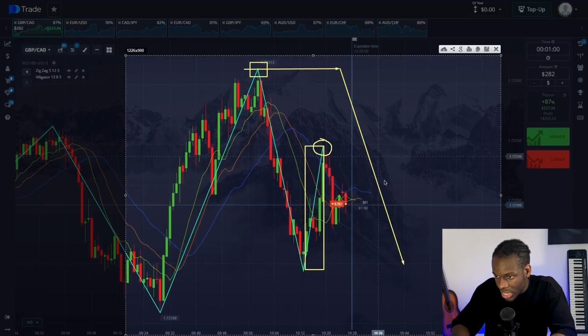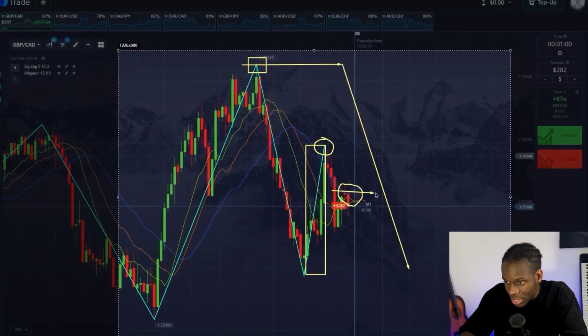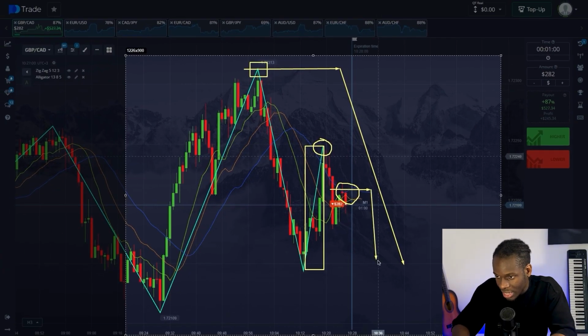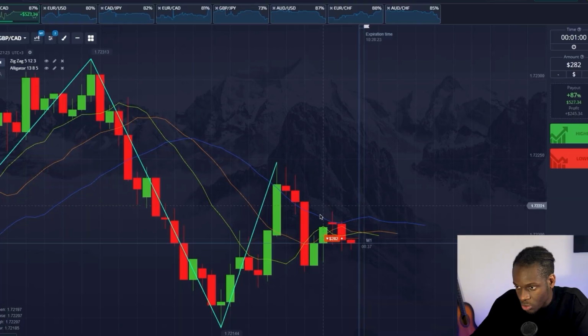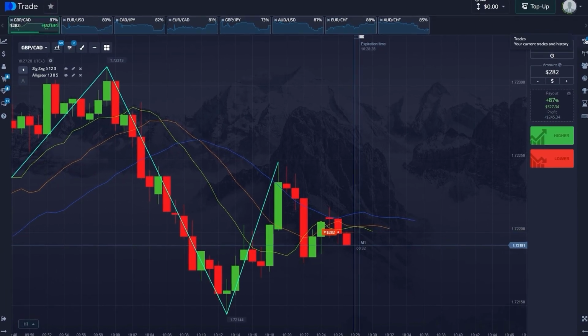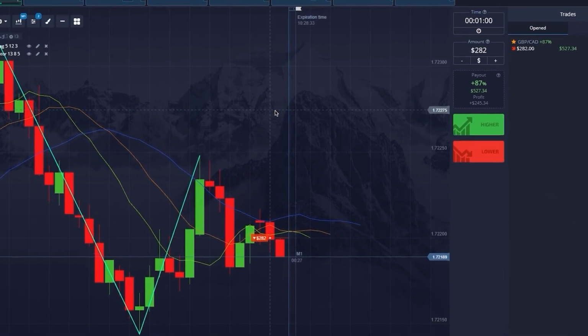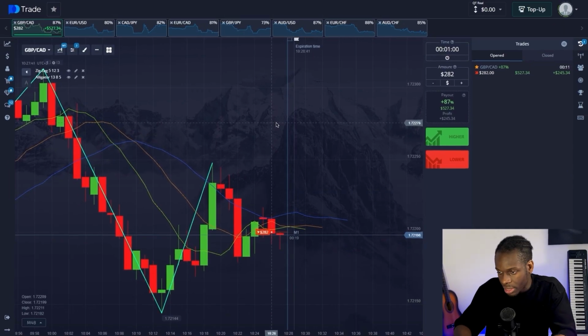We can also see if we zoom in a bit closer that the alligator lines have also crossed, which is also signaling a downtrend. And yeah, that's the reason we took this trade, guys. So let's see how it goes. About 10 seconds left, guys.